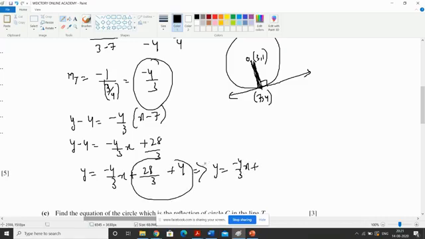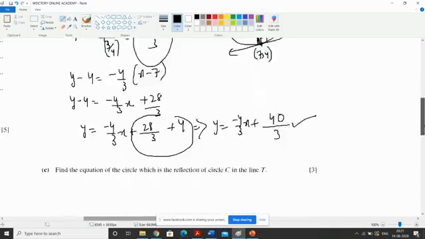Simplify this, so you'll get 4 to the 12, 0, 40, 40 over 3. Okay, that's the answer. That's the equation of the tangent.